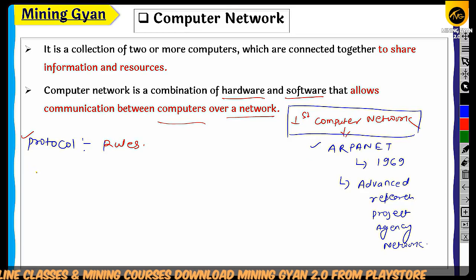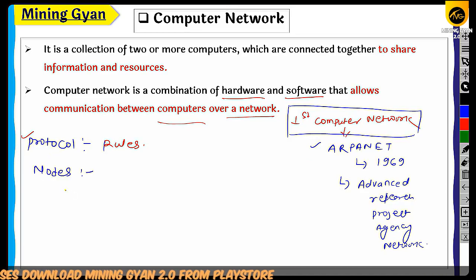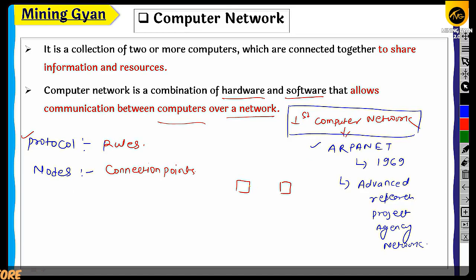The second terminology is nodes. Nodes are connection points. For example, if there is device 1 and device 2, they are connected to each other. We can say that a node is a connection point between devices. So these are called nodes.